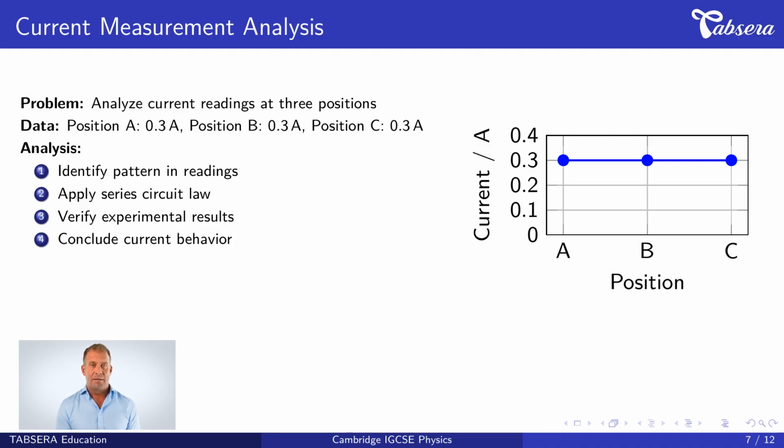Now we analyze systematically. First, identify the pattern. Looking at the data, we see all readings are identical at 0.3 amperes. Second, apply the series circuit law. The law states current remains constant throughout a series circuit. Third, verify experimental results. Our measurements confirm the theoretical prediction perfectly. Fourth, conclude current behavior. This proves current is the same at every point in a series circuit. The graph shows constant current across all positions, demonstrating the fundamental series circuit principle visually.